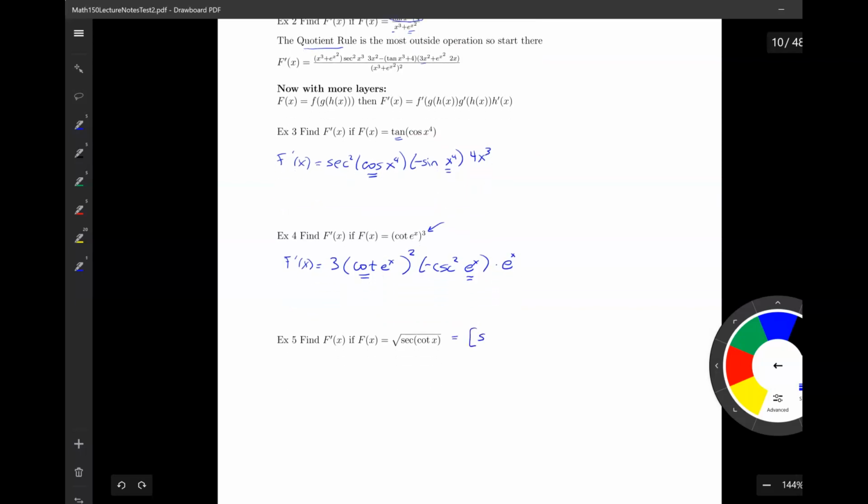This one here, I'm going to invest the time to rewrite it first. All right, so now I'm going to take the derivative. So I'm going to bring the 1/2 down to the negative 1/2. Okay, looking for the next inside function, which would be secant. So I know the derivative of secant is secant tangent. So again, I like to write down the trig function and then take the time to write the angle in on both of them. Now I'm going to take the derivative of the cotangent, which is negative cosecant squared.